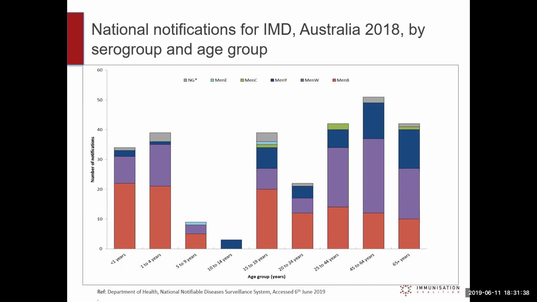So if a parent is asking about meningococcal vaccine for their young child, we do have ACWY that has been funded on our national program at 12 months of age. But this is worth having a conversation with parents when you see them about the importance of meningococcal B vaccination, particularly in those young age groups.